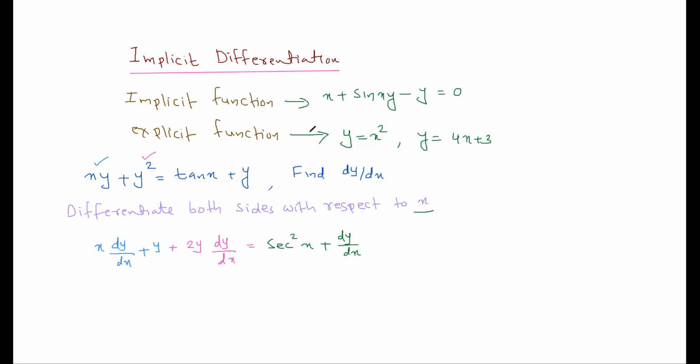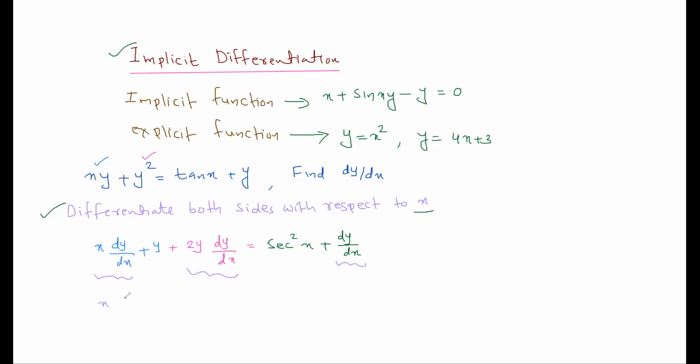This is always the method of implicit differentiation: differentiate both sides with respect to x. There is no need to write the function in y is equal to something form, directly differentiate. Then in the next step, you have to collect all the terms containing dy by dx on one side. Here x into dy by dx, 2y into dy by dx, and there is one dy by dx, bring all of them to the same side.